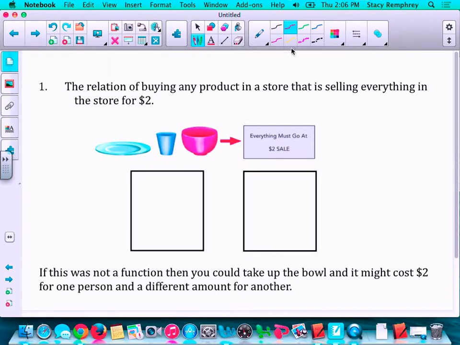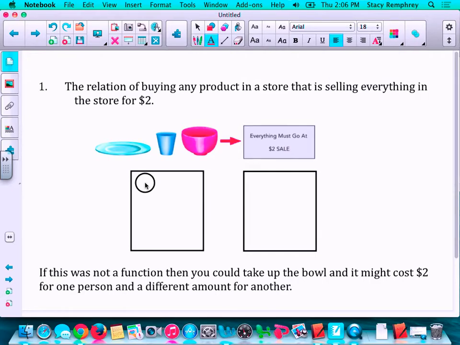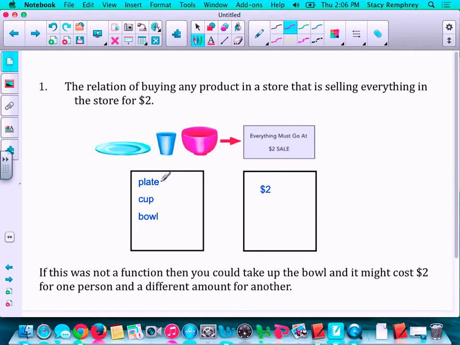Here's another one. I have different items at the store. I have a plate, I have a cup, and I have a bowl. And it says everything in the store is $2. So again, if I map it, plate goes with $2, cup goes with $2, bowl goes with $2. All of those are okay.